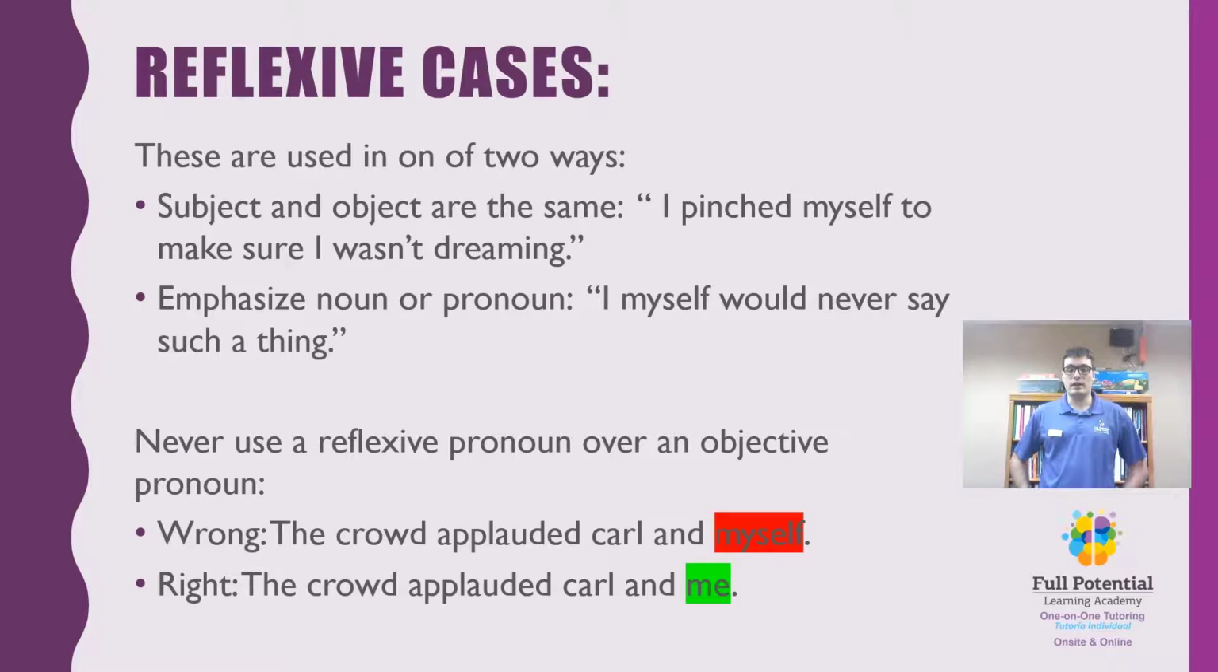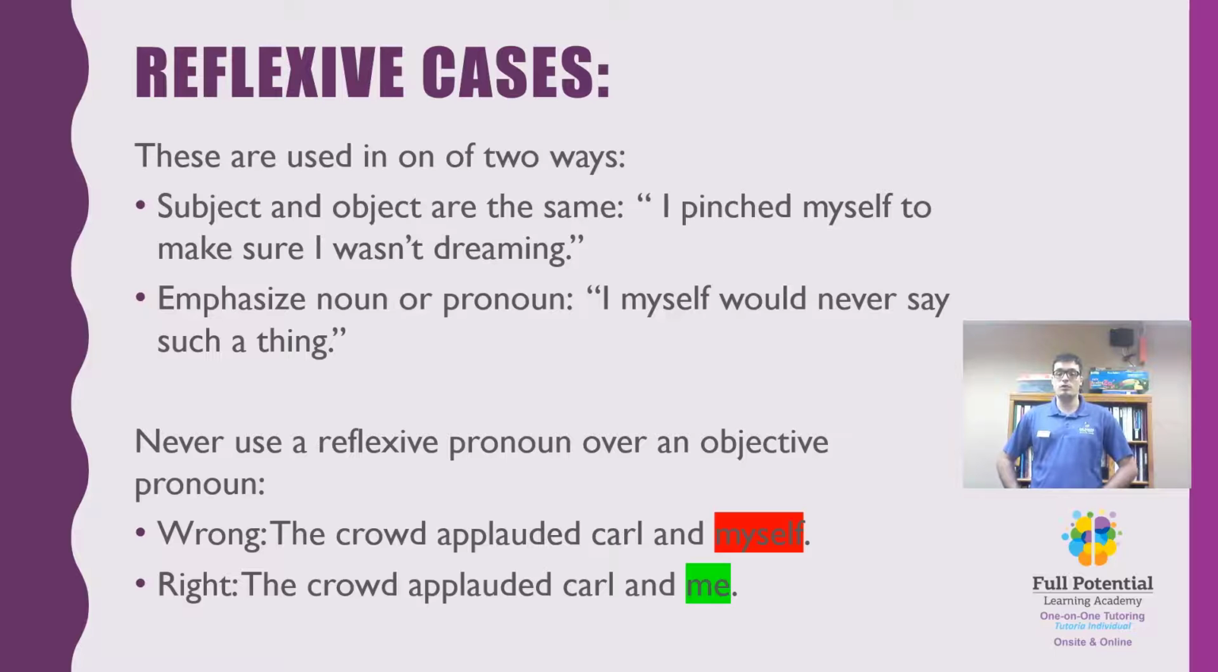Reflexive case pronouns are pronouns used to reflect upon the subject or to emphasize a noun or pronoun. They can be used in one of two ways. Subject and object are the same: I pinched myself to make sure I wasn't dreaming. Myself is the same as the subject I. Or it's used to emphasize a noun or pronoun: I myself would never say such a thing. The myself this time is used to emphasize that I would never do such a thing.